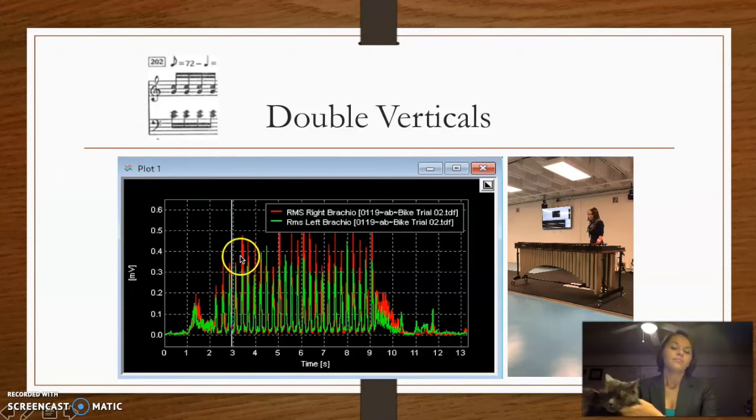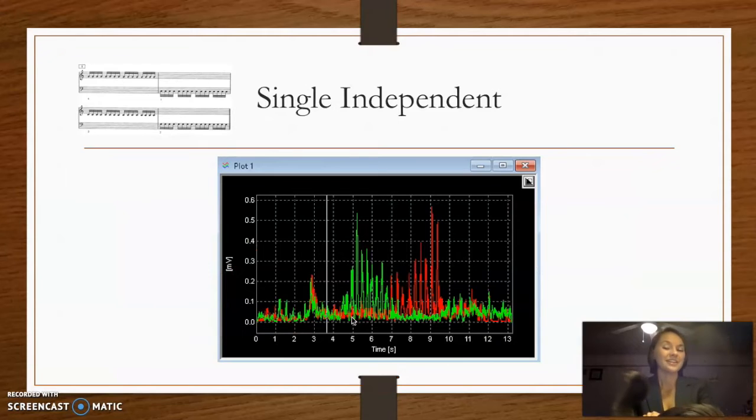So you can see that each stroke has a very particular peak in the data. And this is important simply for relaxation purposes, and we'll talk a little bit more about that in a moment. Single independent, we didn't get a video for simply because of all of the mix-up with the spread of COVID-19.